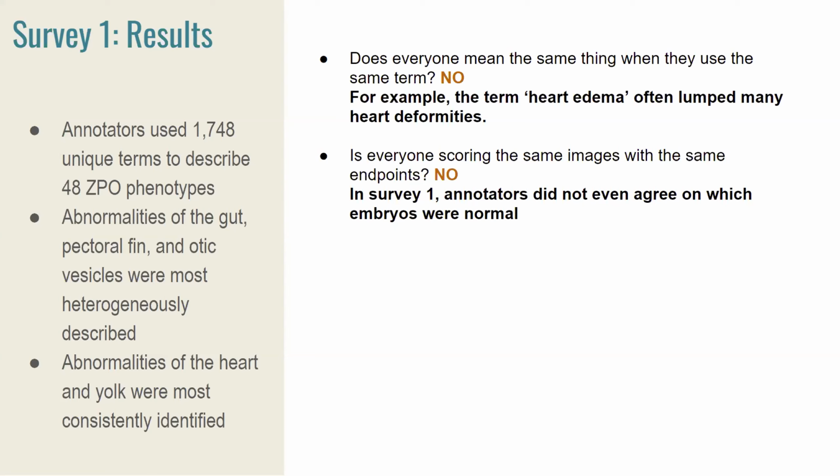Is everyone scoring the same images with the same endpoints? That was also a big no. Annotators did not even really agree on which embryos were normal. And so this suggests that it's not just an issue of people using different names for the same endpoints. We actually are seeing the reported endpoints change when we provide a controlled vocabulary.